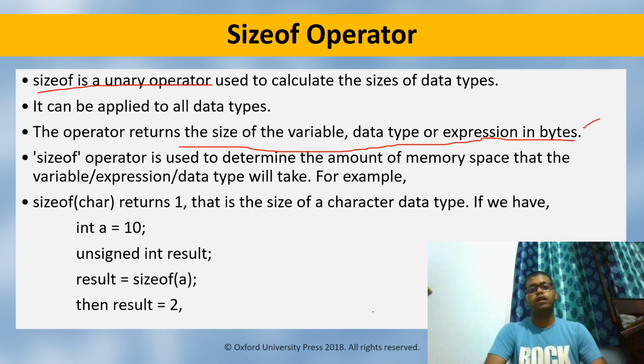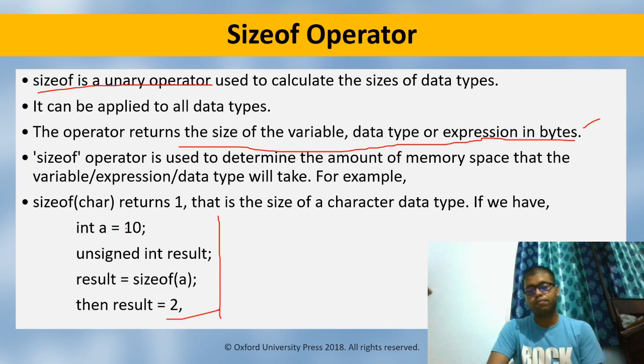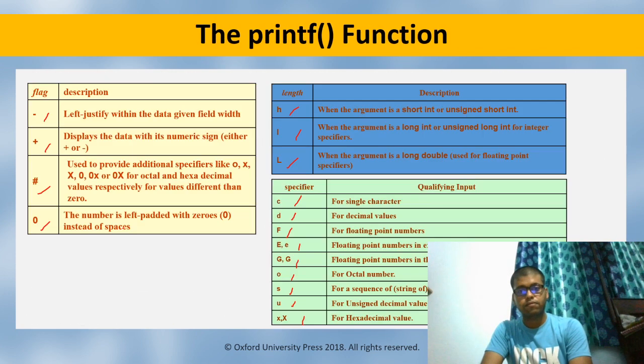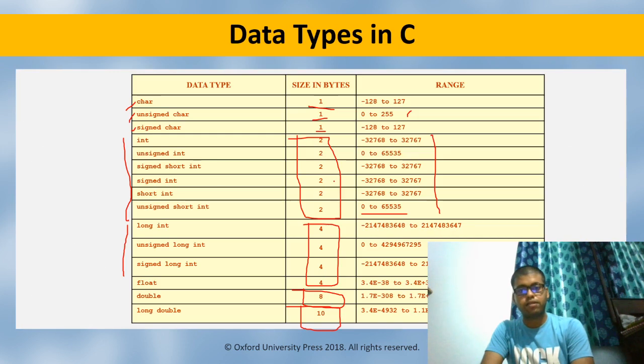So if we write sizeof int, then here we can see that the result equals 2. We know that int takes 2 bytes of data, so in this line the result becomes 2. We know in that particular slide, here this is the size in bytes. So for any variable, it will return these values.